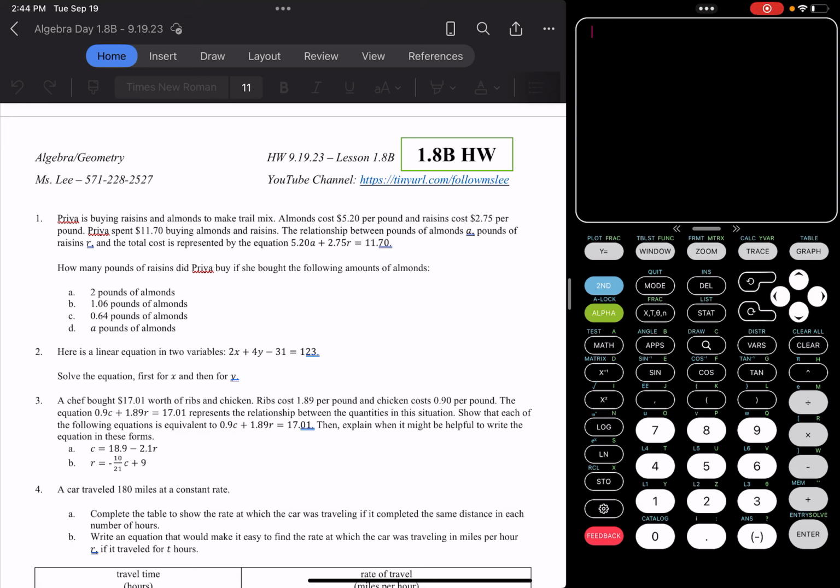I'm going to go through the homework and then, if I have time, I'm going to go back to the last few questions in the classwork to go over a couple things and make sure you feel solid on that. Alright, so we have Priya, and here she is again buying raisins and almonds to make trail mix.